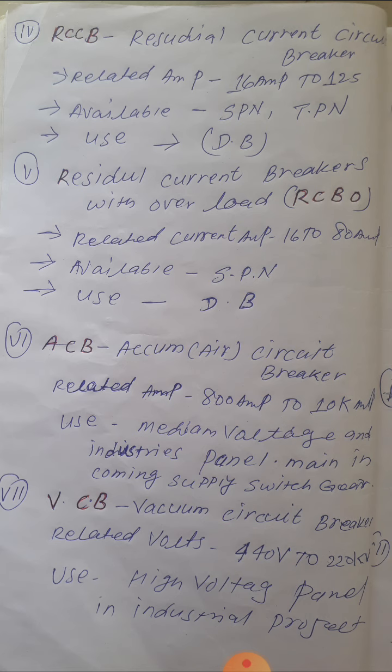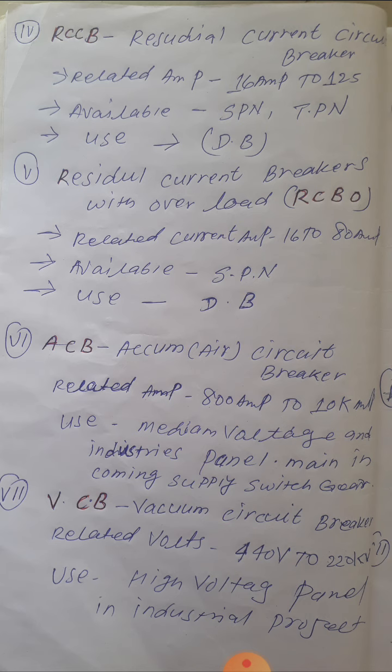So this is used in industrial big power plants, for industrial purposes. Domestic purpose does not use ACB. ACB is for big voltage and big amperes. So this is not used in domestic purposes. This is used for industrial purposes.